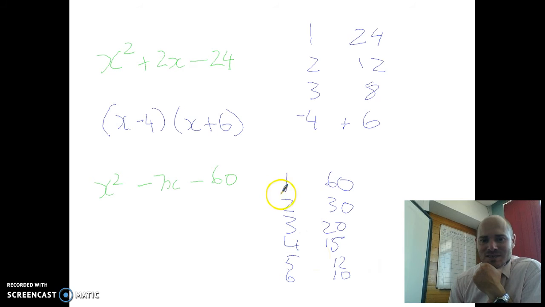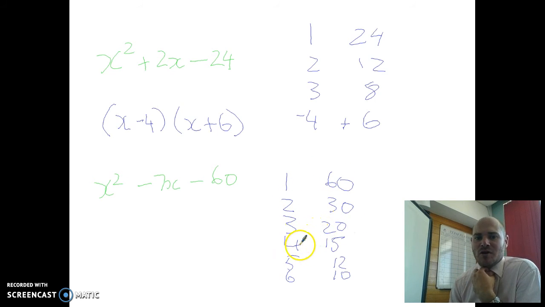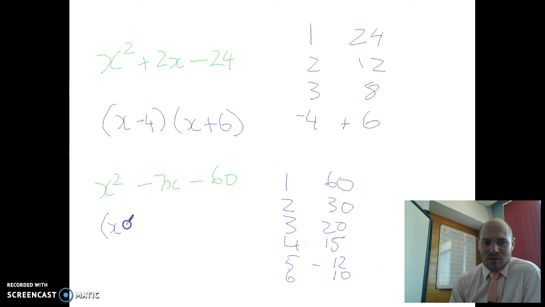So I need to get to 7. 1 and 60 won't work, 2 and 30 won't work, 3 and 20 won't work. 4 and 15, well, I'm either going to get 11 or negative 11. So if I do 15 take 4, it's 11. 4 take 15 is negative 11. 12 take 5 is 7. And 5 take 12 is negative 7. So I'll write that. 5 take 12. And that's how I go. X plus 5, x take 12.